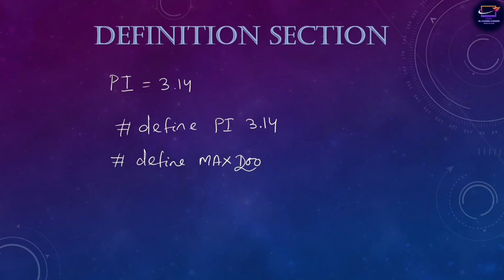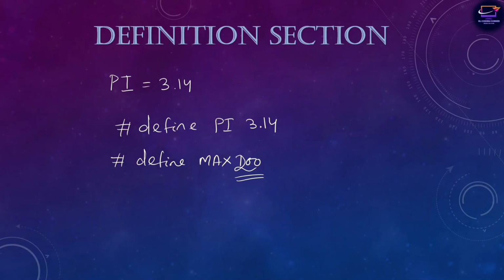But if you use this, then in the program rather than the value you can simply write the name max. So when you are going to update, you just have to update it here only, 100 to 200. That's it, and that will automatically be replaced by 200 every time you write max in the program. So that is the advantage of using this macro or definition section.